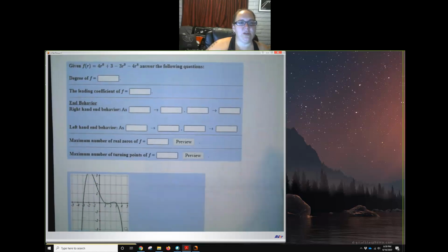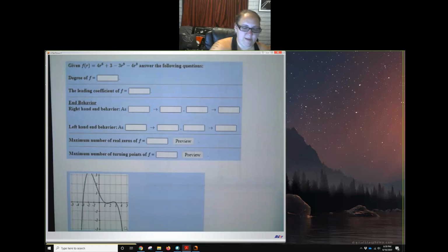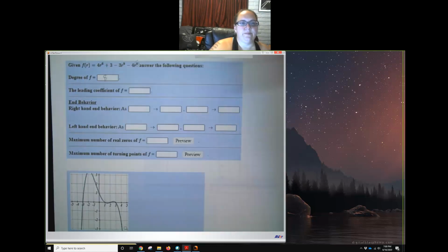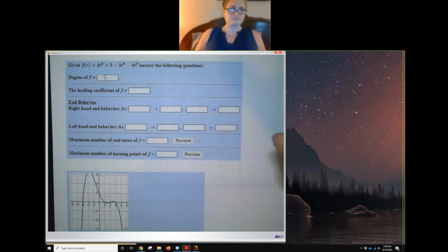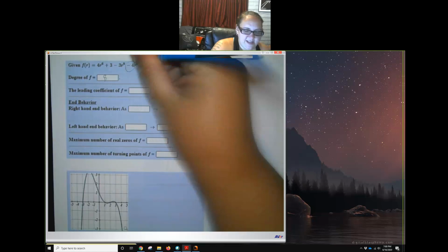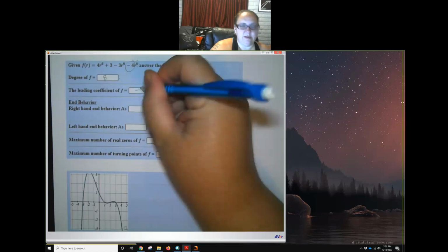Okay, so the degree in standard form is always your biggest exponent. And then the leading coefficient is always the term in front of the thing that has the biggest exponent.